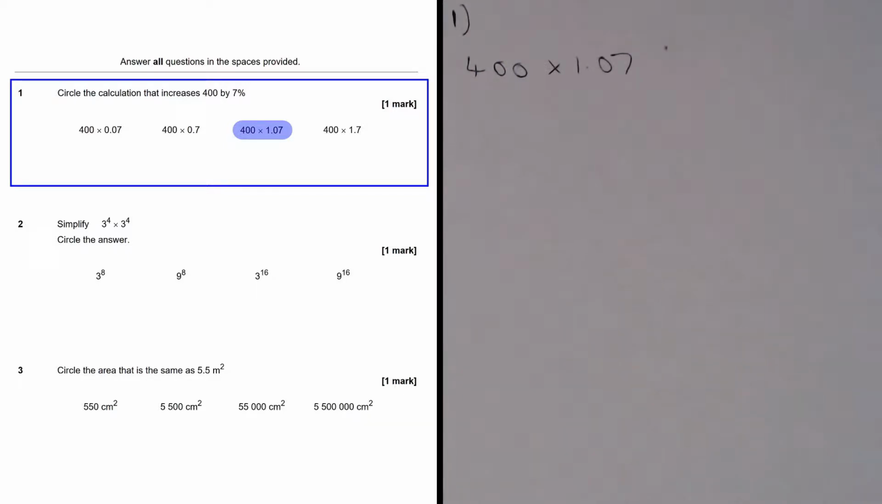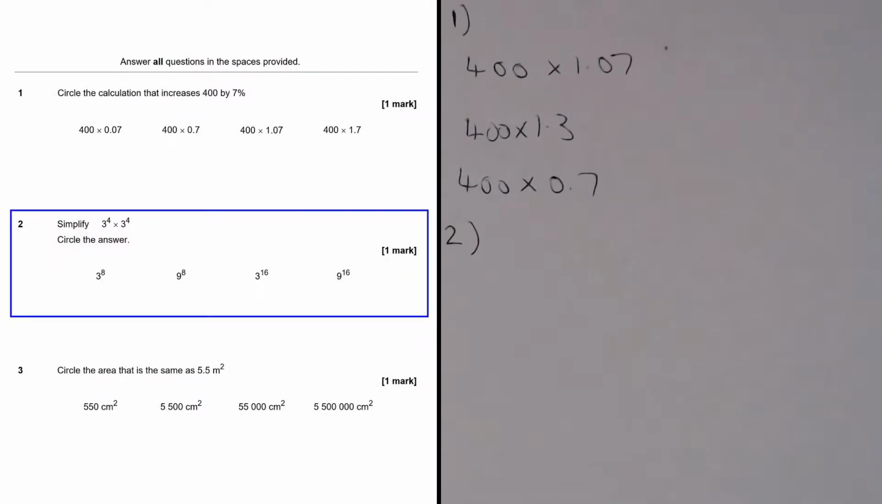Well, if we're multiplying a number by 1.7, 1.7 is very close to 2, we're nearly multiplying it by 2, we're nearly doubling it, i.e. it's nearly increasing by 100%. So we know just off that logic alone it has to be 400 multiplied by 1.07. In the exam though, you should be very confident at doing this type of calculation. So for example, if I wanted to increase 400 by 30%, I would do 400 multiplied by 1.3. Likewise, if I wanted to decrease 400 by 30%, I would do 400 multiplied by 0.7.